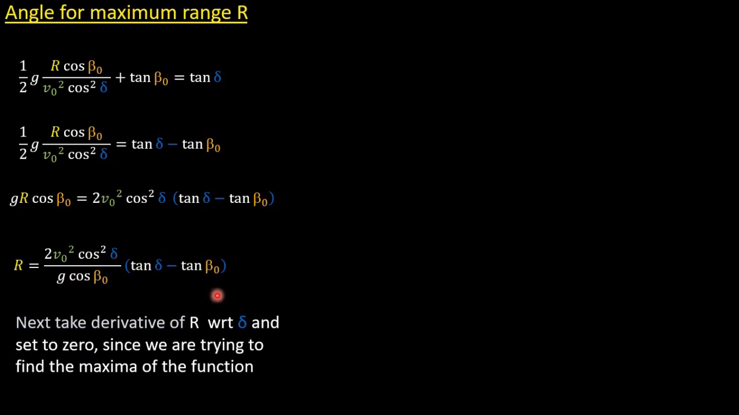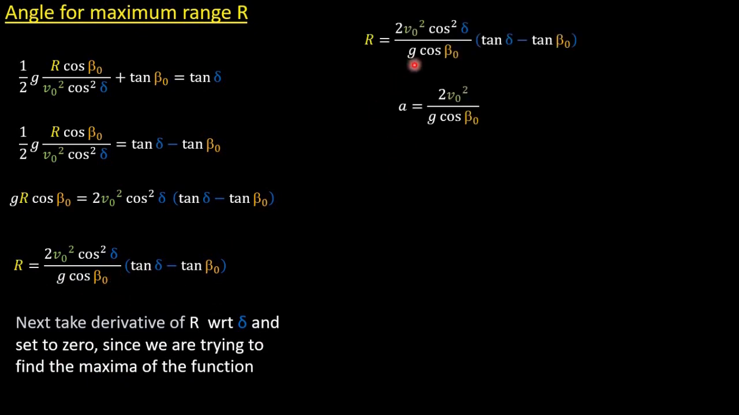So I can find what angle delta would give me maximum range. Okay, so if we bring this up there, and then I'm going to say a equals 2 times v sub 0 squared over g times cos beta, and I'm going to say b equals tan beta. So that means if I make these substitutions into that equation, I'll end up with this. Okay, so a was just equal to all of this, and b down here was just equal to tan beta.